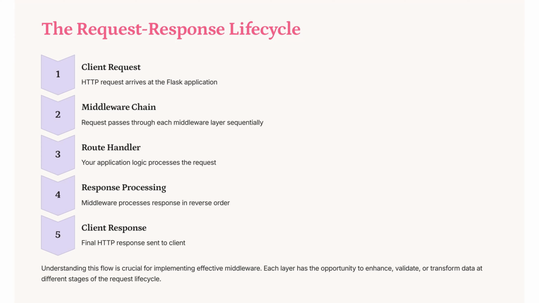The request-response lifecycle in Flask begins with the client request, which enters the middleware chain. Each middleware layer can modify or validate the request before it reaches the route handler. After processing, the response is handled by middleware in reverse order, ensuring data integrity and transformation before reaching the client.